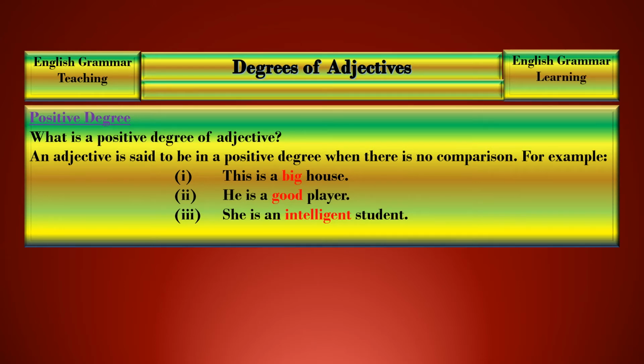The first one is positive degree. An adjective is said to be in a positive degree when there is no comparison. For example, 1. This is a big house. 2. He is a good player. 3. She is an intelligent student. Now, big, good, and intelligent, these are adjectives. Here we make no comparison with any other thing or person.